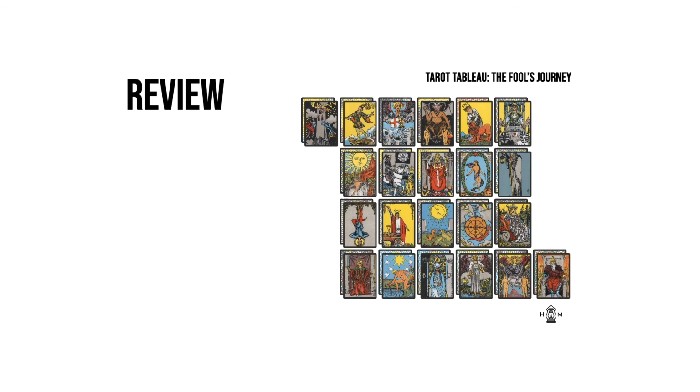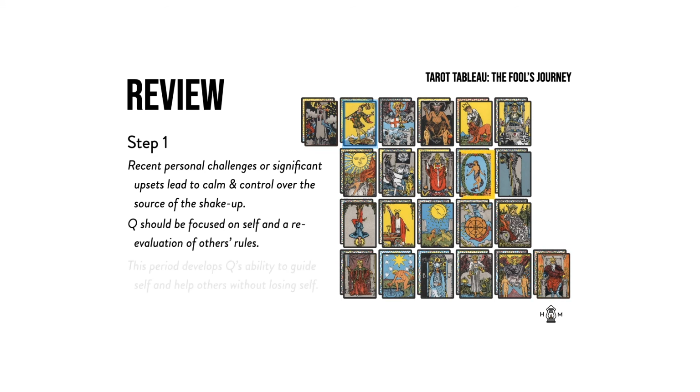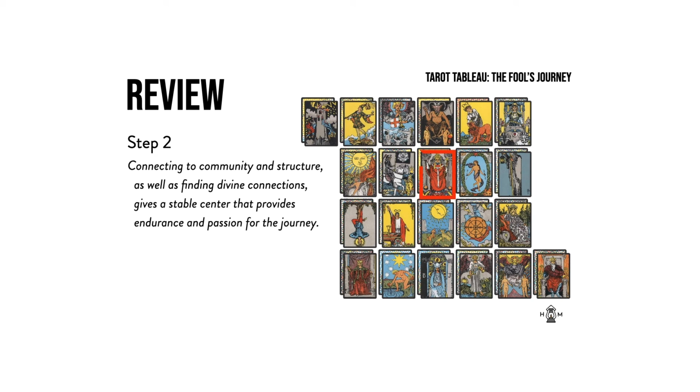To sum it all up, Q has recently experienced a period of personal challenge or significant upset, but it's leading to their ability to gain control over the source of the shakeup. Q should focus on self and reevaluating self in relation to others' rules. This helps them develop their ability to guide self and to help others find their way without losing one's own way. Connecting to community and understanding others' place in all this will help Q find the stability needed to make the most of this challenging period.